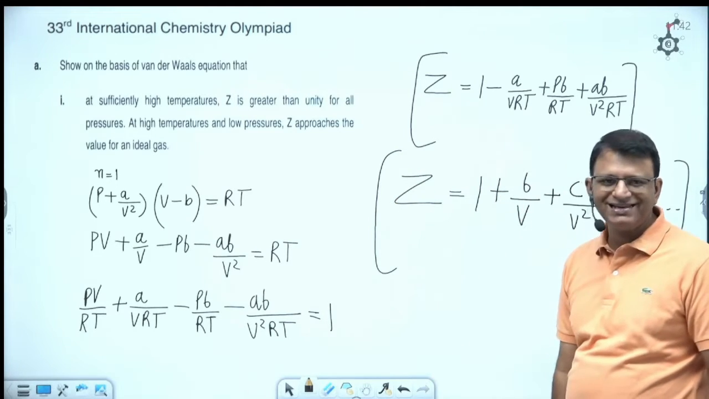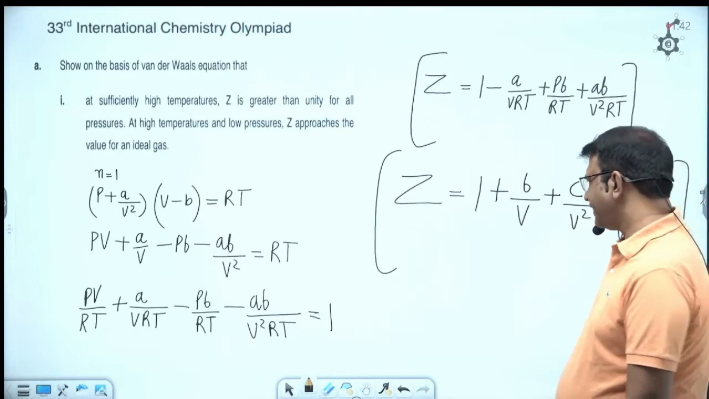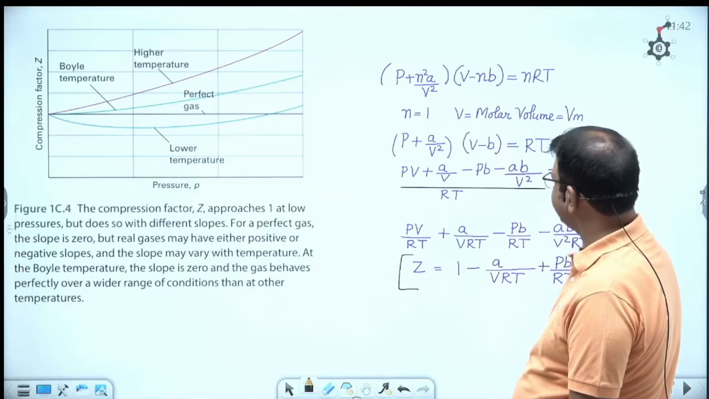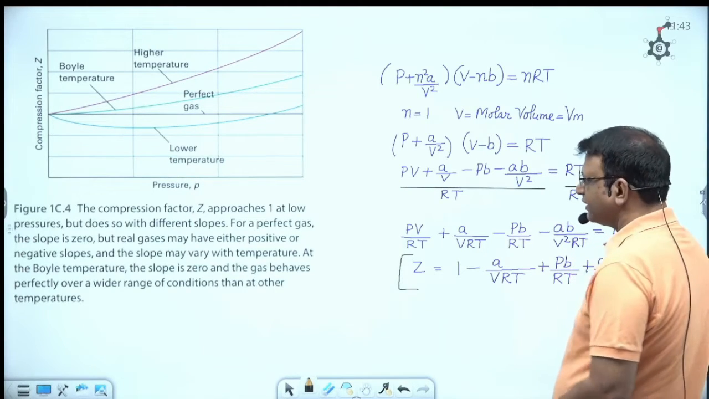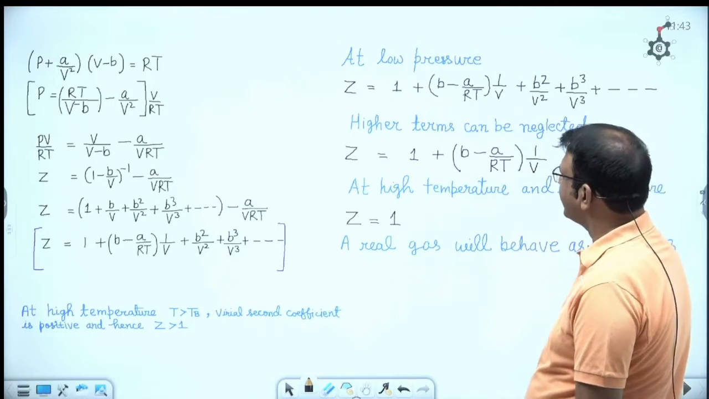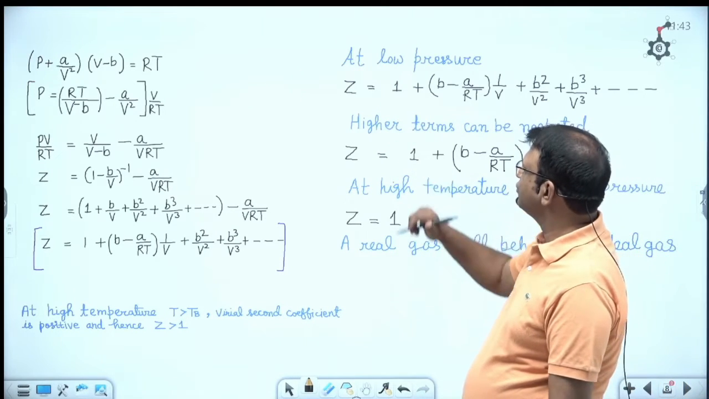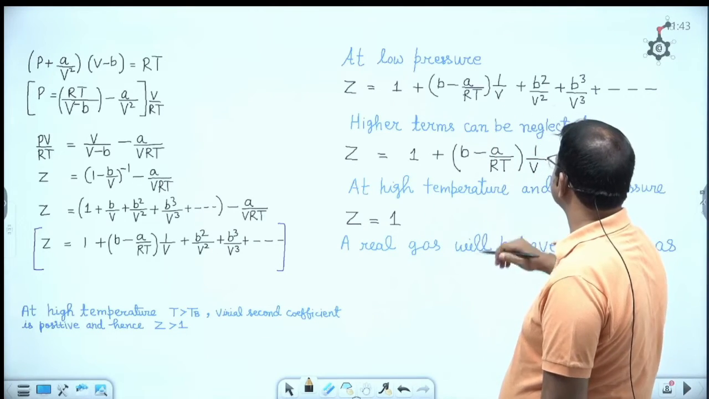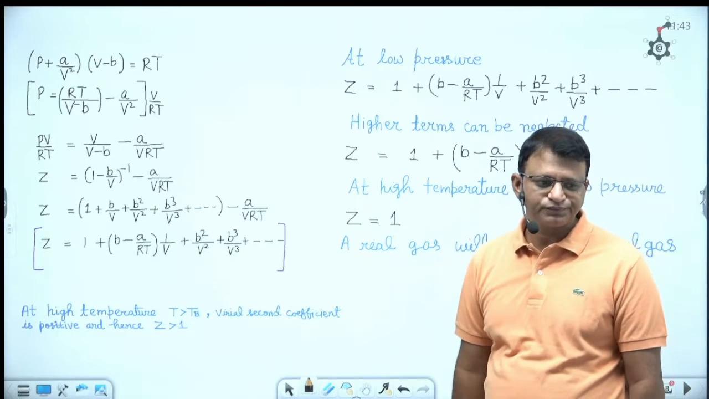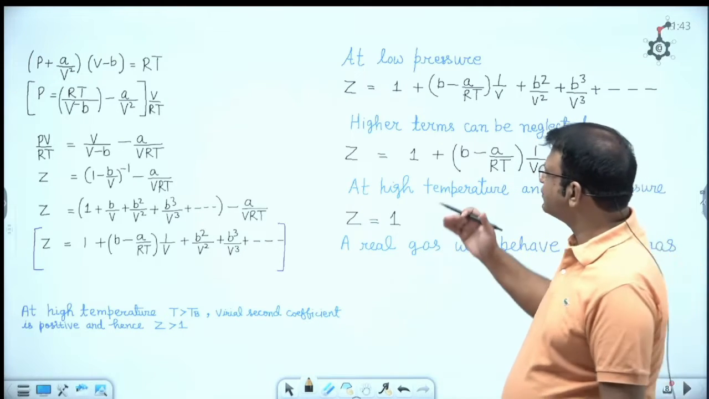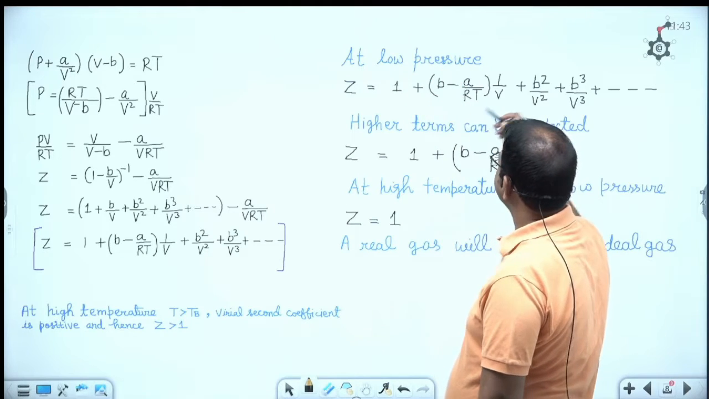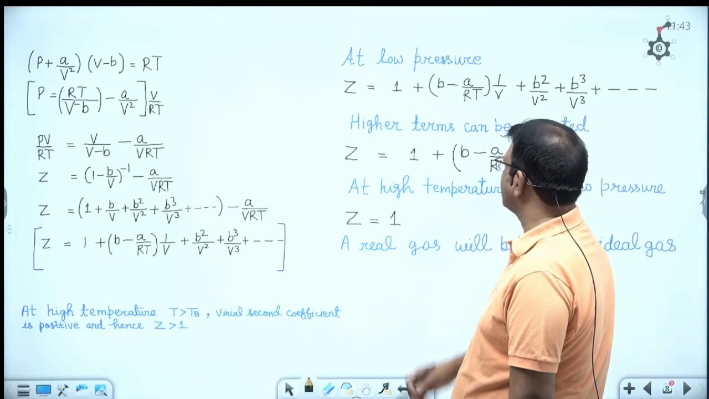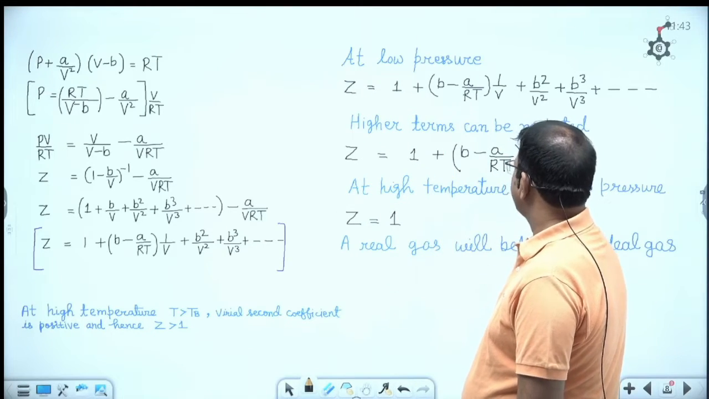When we discuss the same equation for a van der Waals real gas, it can be simplified, and we can write the virial equation for a van der Waals real gas in this form: Z = 1 + (b − a/RT)(1/V) + b²/V² + b³/V³, and so on. From here it's easier. If we say that in the low pressure range these higher terms can be neglected, then Z = 1 + (b − a/RT)(1/V).